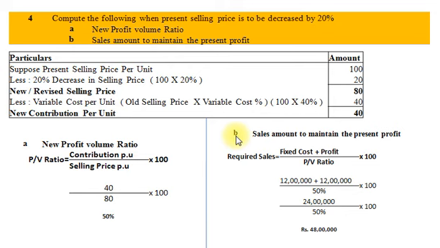And our second requirement B, sales amount to maintain the present profit, and our formula is required sales equal to fixed cost plus present profit divided by PV ratio. Our fixed cost, already we calculated, rupees 12 lakh, plus present profit rupees 12 lakh, and new PV ratio 50%, that is 24 lakh divided by 50% is equal to rupees 48 lakhs.